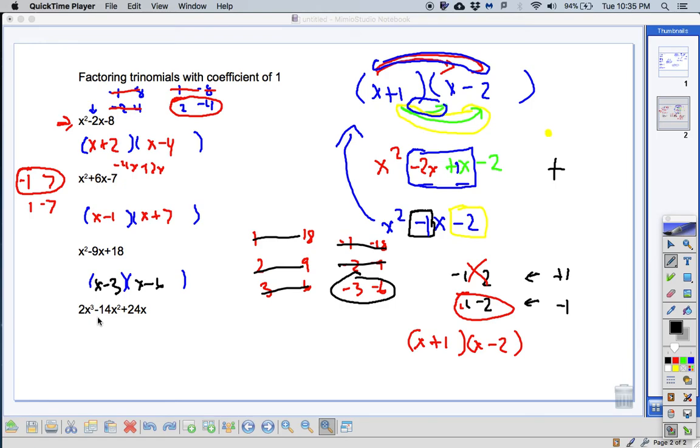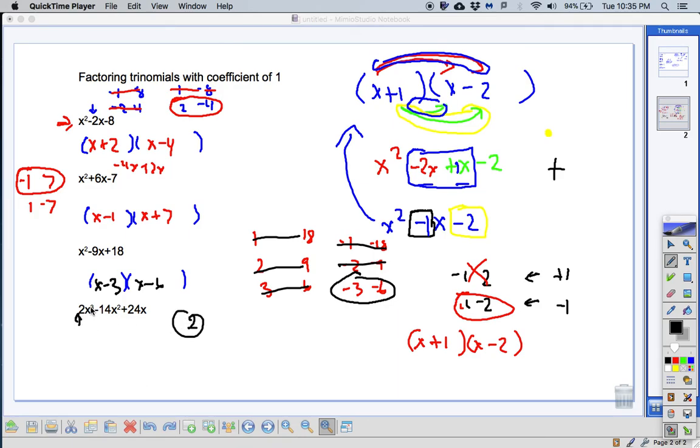Okay, now this one, we already said we can't do it because this is not a 1. So we'd be tempted to give up. But the very first thing we always have to check for is things that are in common. And if we look through here, I see 2, 14, and 24. There is a 2 in common that I can divide them all by because they're all even.